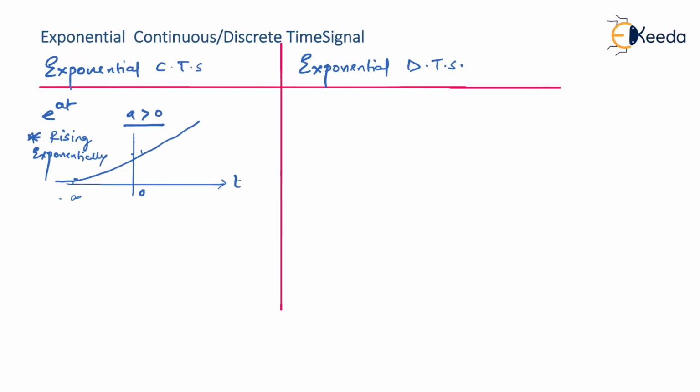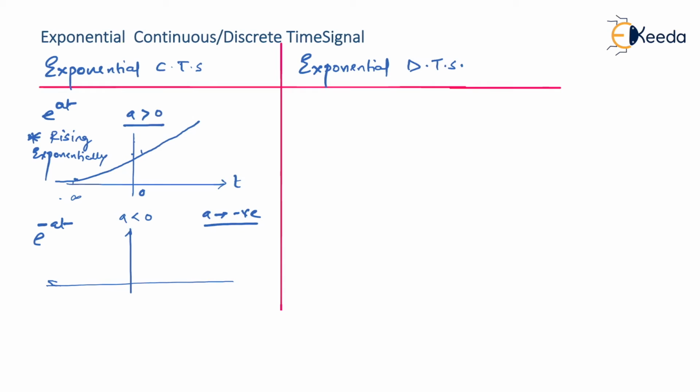And whenever a is less than 0, it means a is negative. So if a is negative, let us write minus a. In that case, I can write e to the power minus at. So we know that e to the power minus at is an exponentially decaying curve.